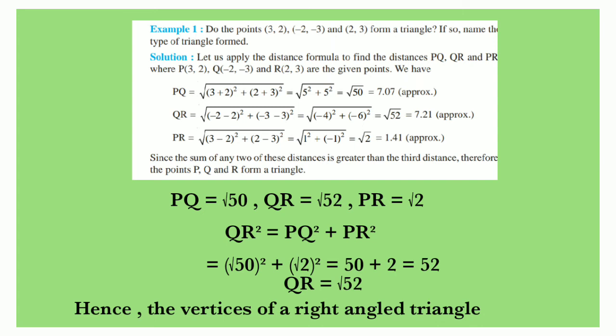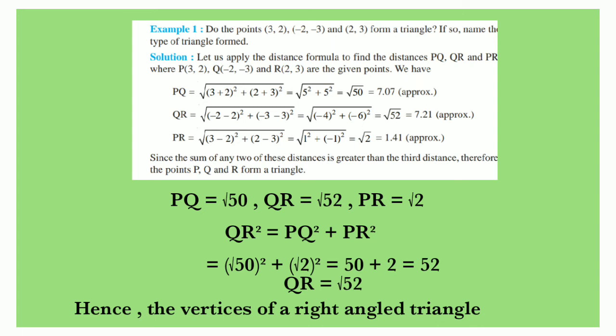What is PQ square here? Root 50. So root 50 square plus next PR, root 2 whole square. That's equal to root 50 square is equal to 50 and root 2 square is equal to 2. 50 plus 2 is equal to 52. That is QR square is equal to root 52 square. That means the left side and the right side, both answers are same.